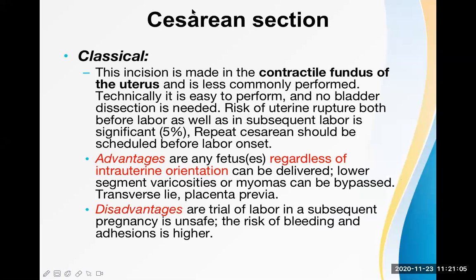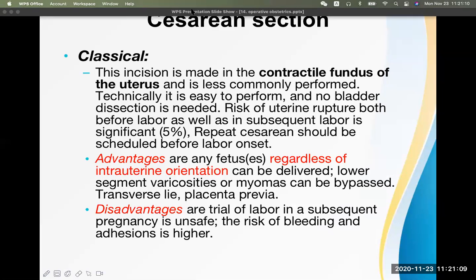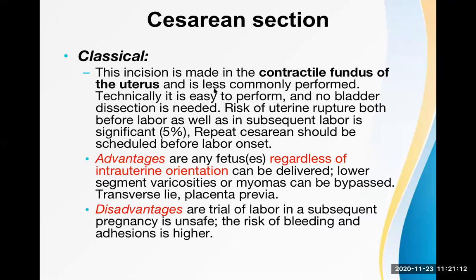Now, please mute yourself. Now, what is this classical incision? So let's talk a little bit about it. Classical incision, see here. This incision is made in the contractile fundus of the uterus and of course the body of the uterus also, and is less commonly performed. Technically, it is easy to perform and no bladder dissection is needed because it is way higher. Urinary bladder doesn't reach there. So technically speaking, it is easy to perform, but later on the risks are too many, so it is not usually employed.